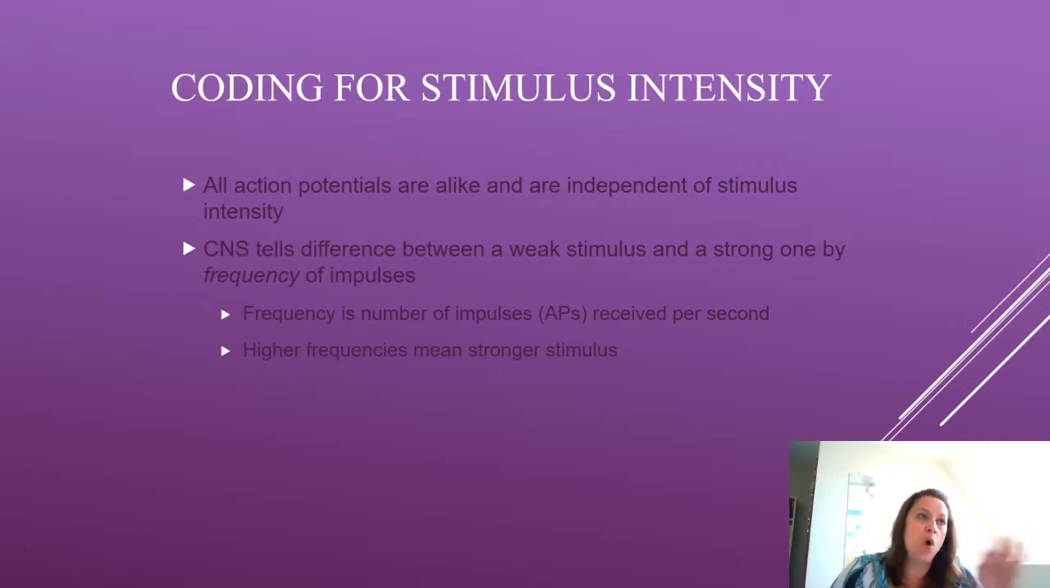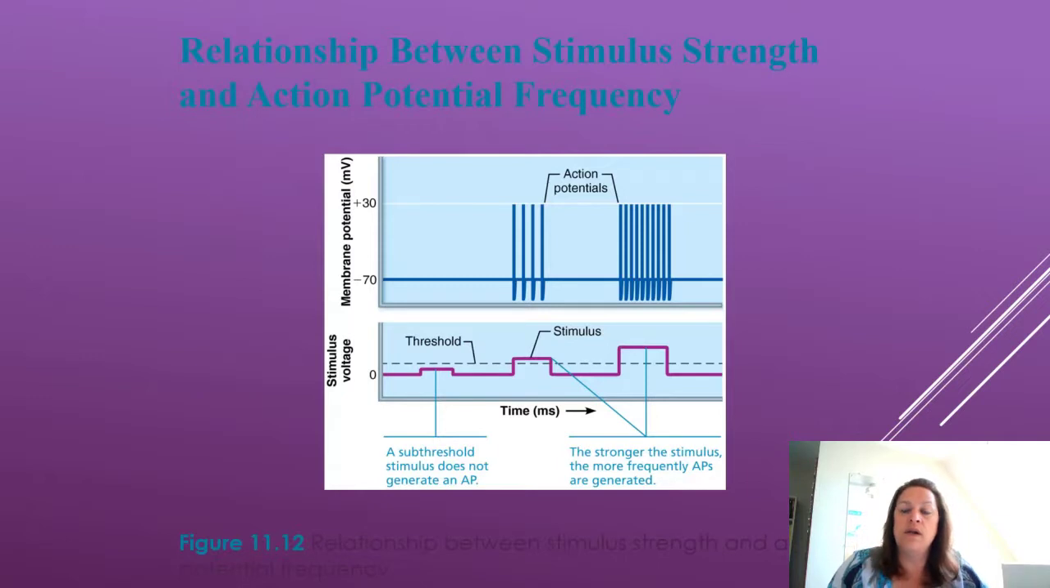So it's not about one being stronger or weaker, it's about how many. If I have 5, it's going to be this strong. If I have 105, it's going to be this strong. So here we go. So here we have the threshold.